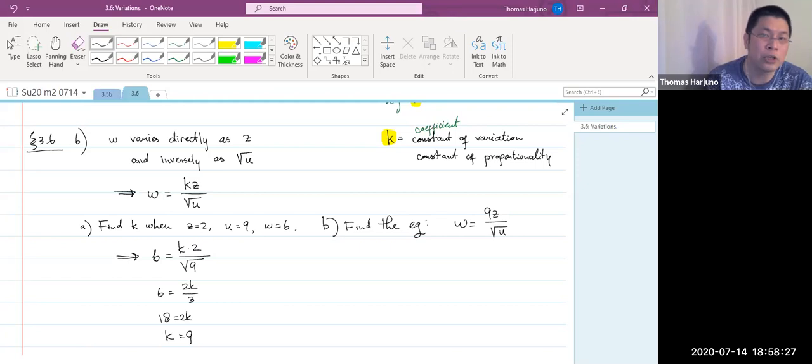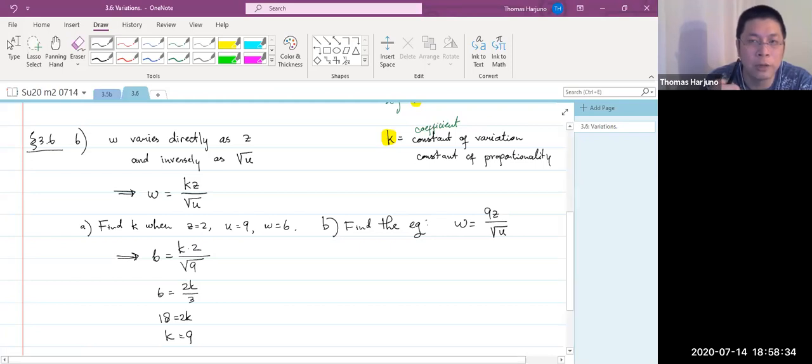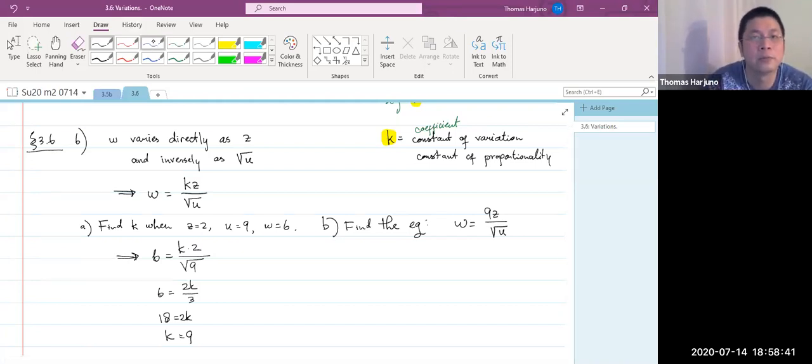So later on, using this formula, when they tell you, okay, if C equals 10 and U equals 25, what will W be? Then you can go on from here. Let me just write it down.